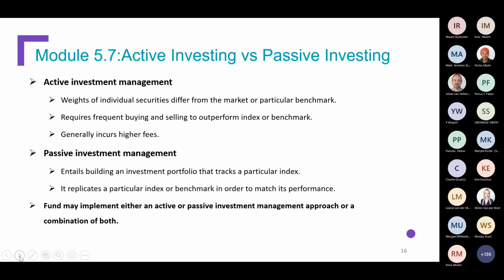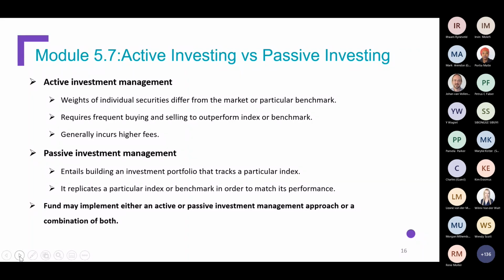Going down to the difference between active and passive investing. Active investment refers to an investment portfolio where the weights of individual securities differ from the market or a particular benchmark. It requires frequent buying and selling in a bid to outperform a particular index or benchmark. High fees are expected for outperforming the index or benchmark and for taking on more market risk.